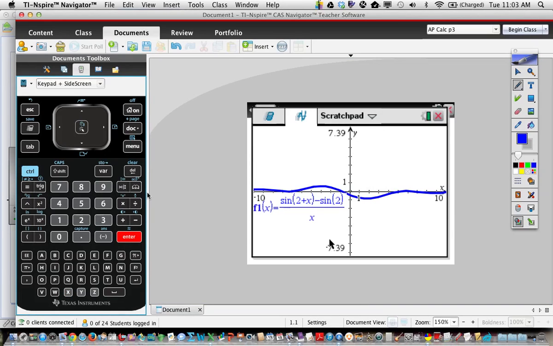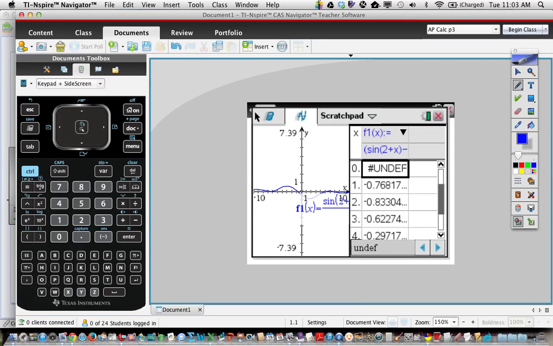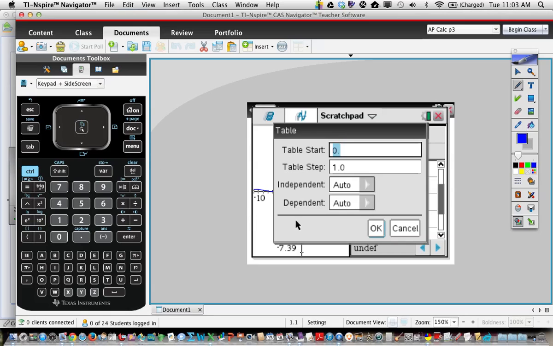And we would graph that, and we would hit Control T to give us a table. And maybe your table's already set. Mine isn't set anymore, so I'm going to have to go to my menu, my table settings. Right, so we all need to be able to do this. I want it to be 0. Now wait, where's my table start? 0 or 2?